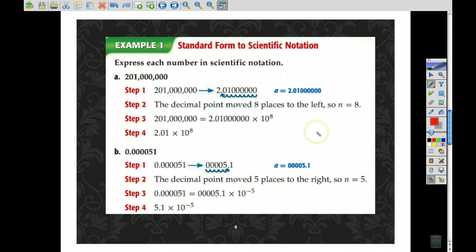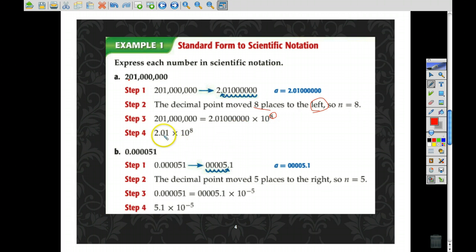Okay, so here's an example of how we're going to do it. So the first step is you want the decimal point right after the first digit, the first non-zero digit number. So you want to put the decimal point right here. So 2 point and the rest, you're going to count how many spaces you moved. So here's 1, 2, 3, 4, 5, 6, 7, 8. So you're going to rewrite this as 2 point the rest of the numbers, and since it moved 8 spaces to the left, you're just going to put 10 to the 8th power.